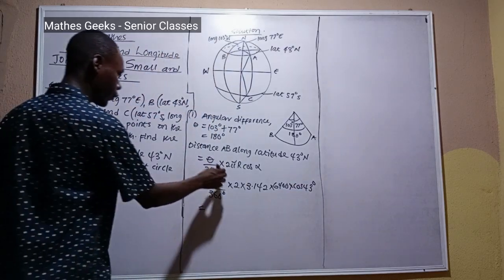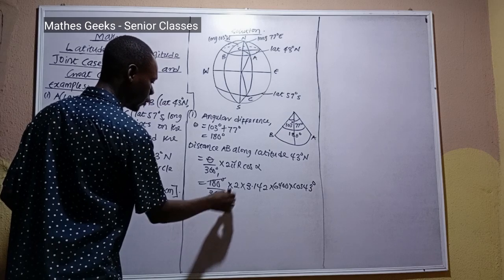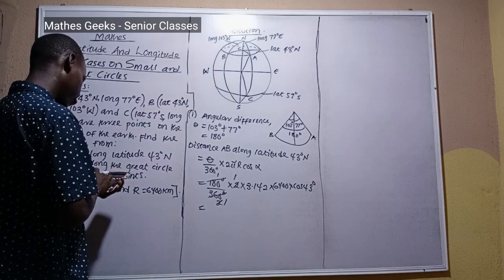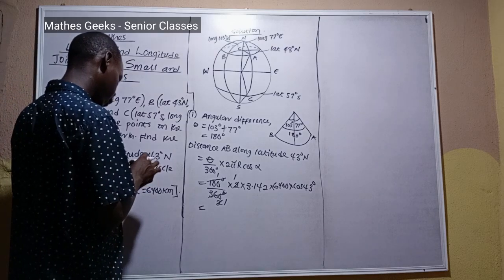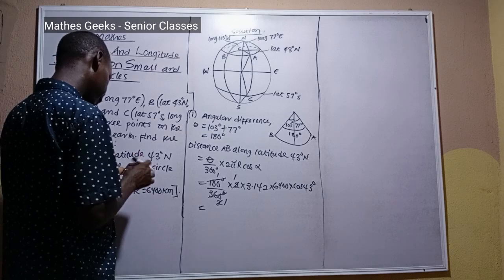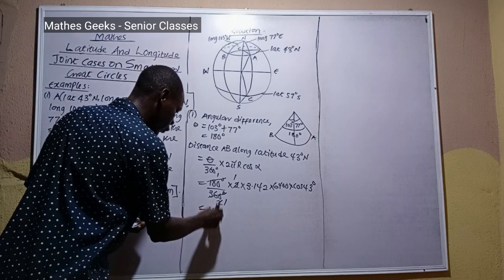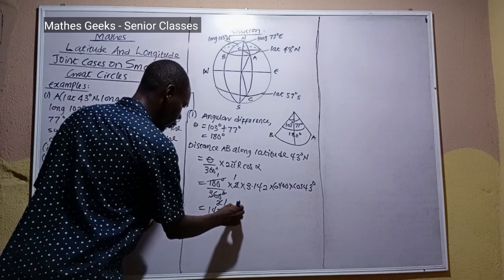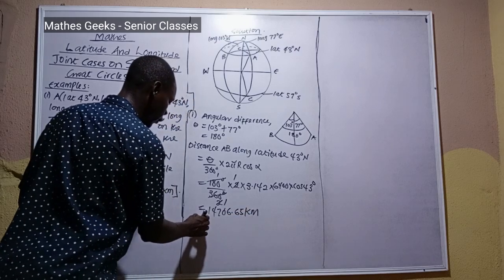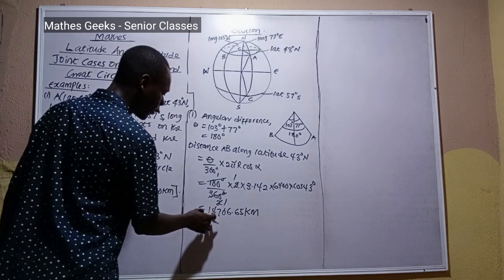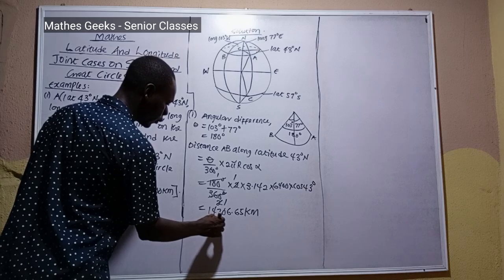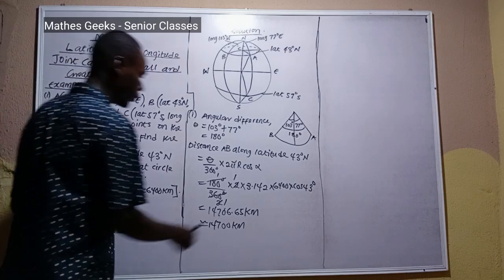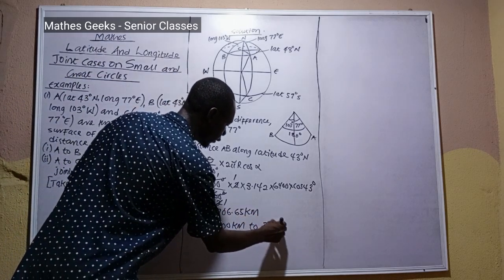So 3.142 times 6,400 times cos 43 times 180 over 360 gives 14,706.65 kilometers approximately. To three significant figures, that is 14,700 kilometers.